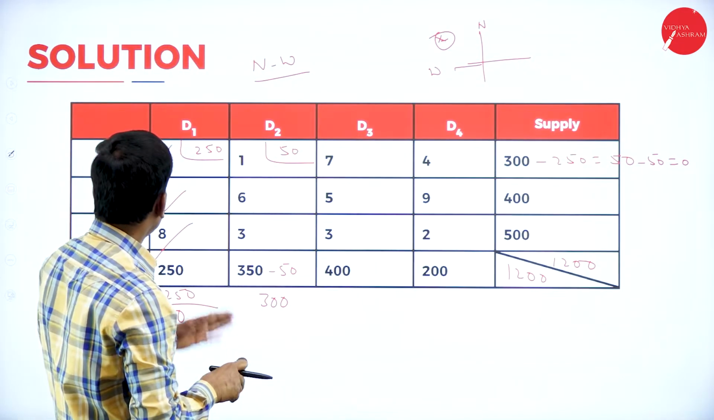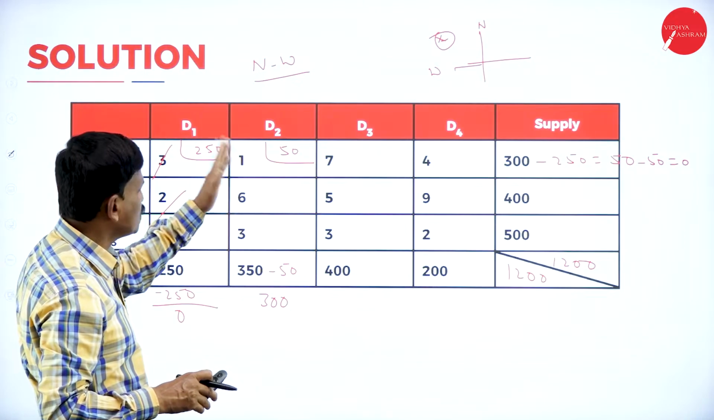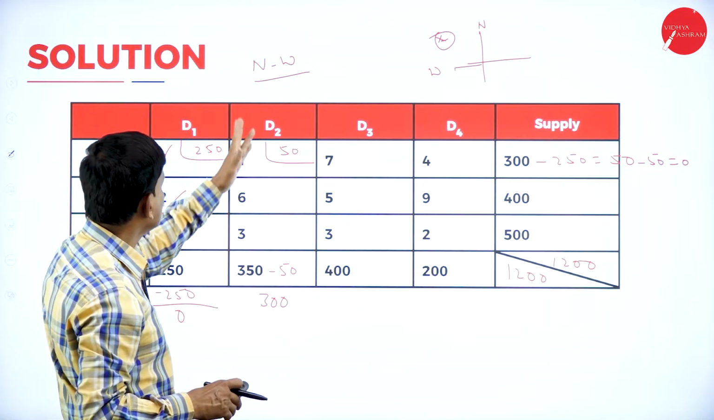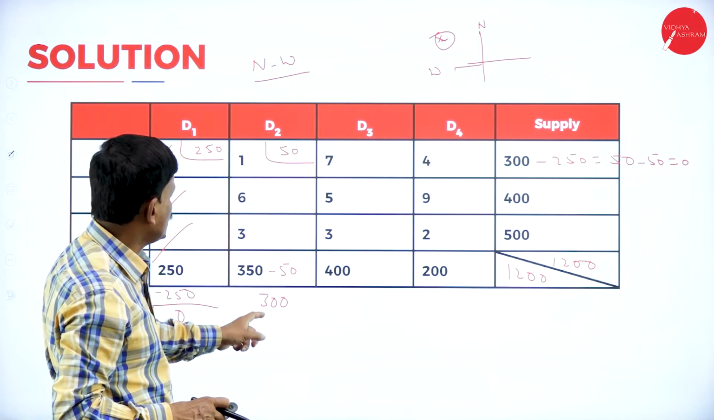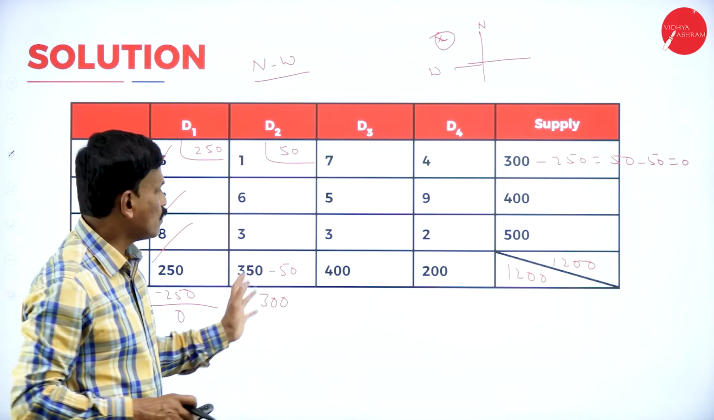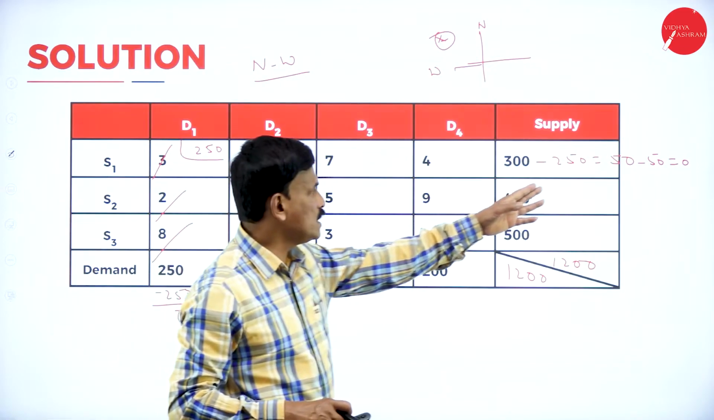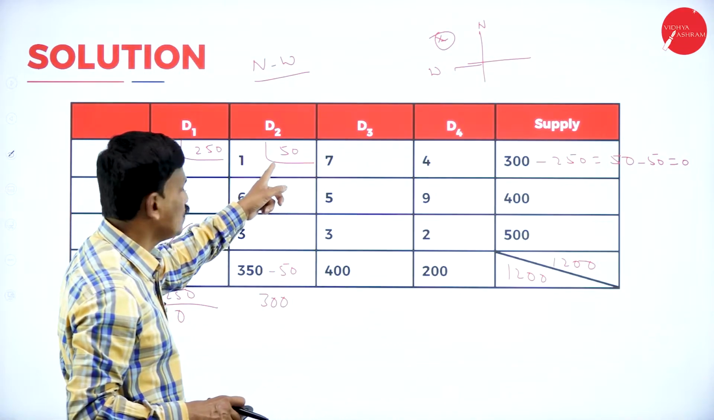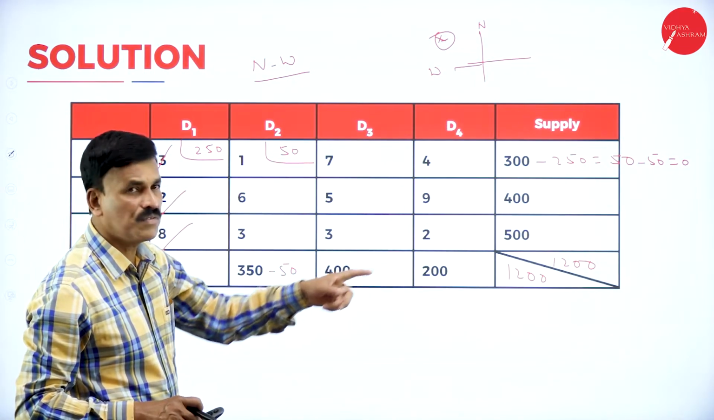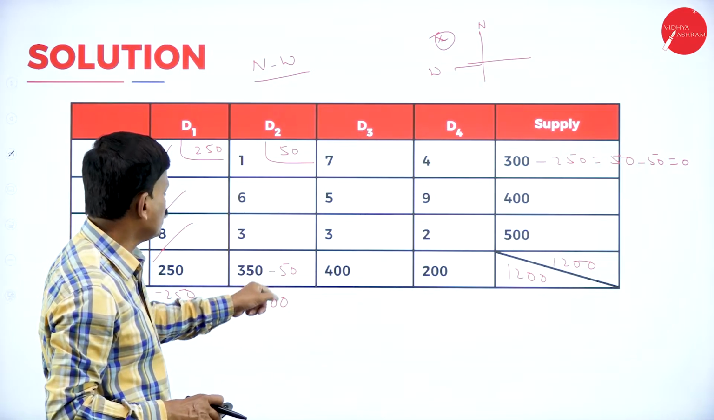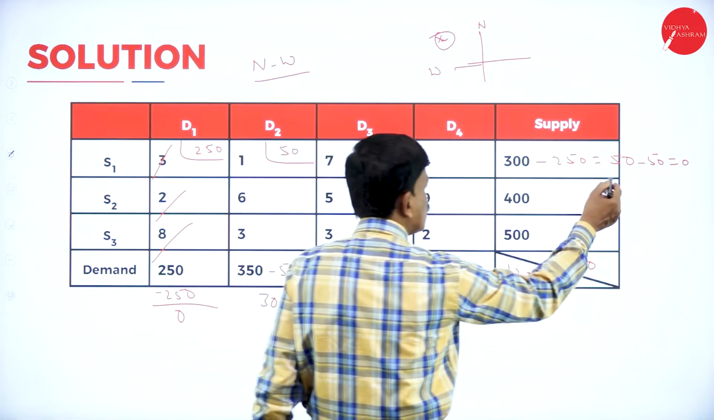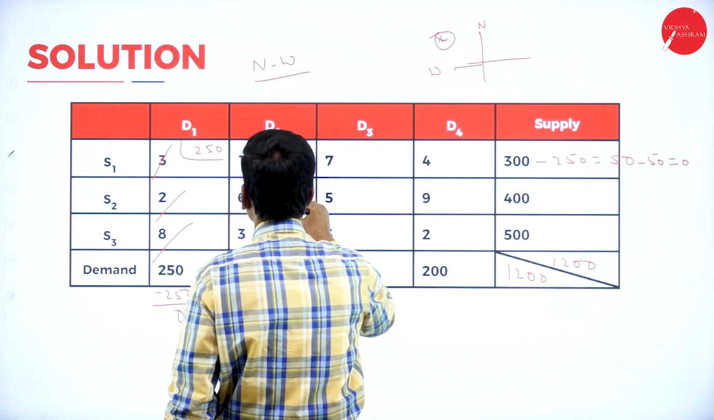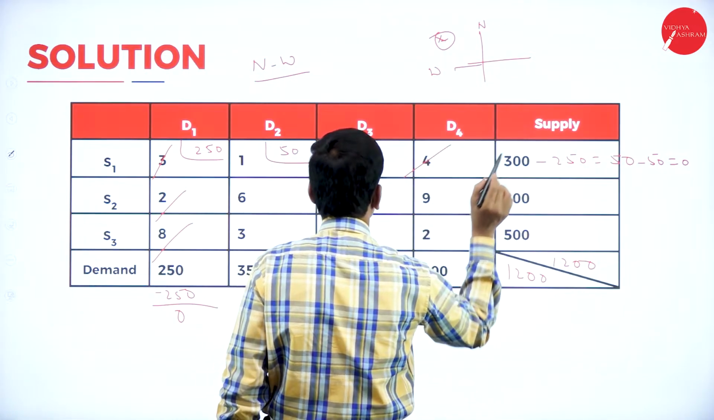After finding this, come to the next step. Find the northwest element. The northwest element is 1, and find the least value in supply and demand. The supply is least, 50. You can allocate 50 here, and 50 minus 50 is 0. 350 minus 50 is equal to 300. So here this is 0. Once this is 0, you can cancel all the elements here.